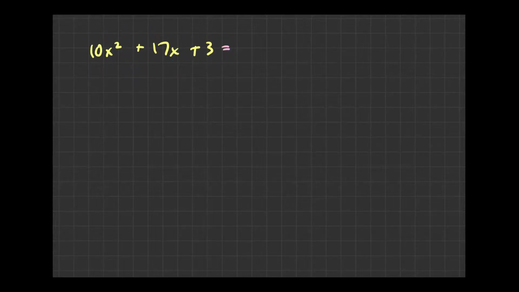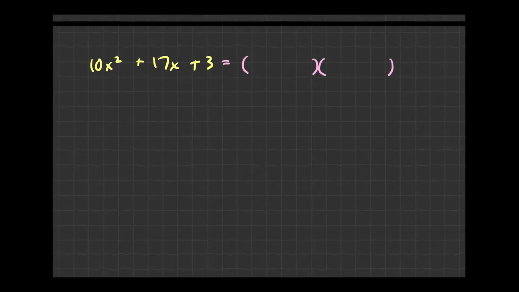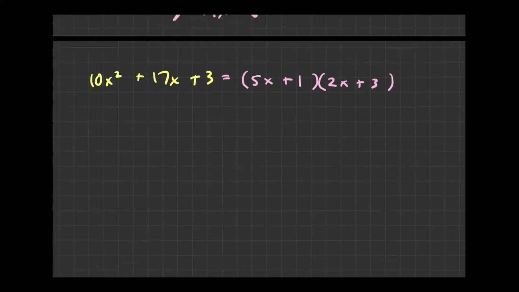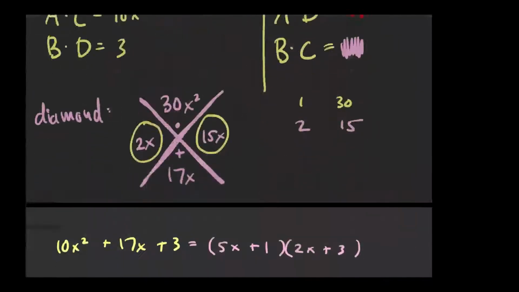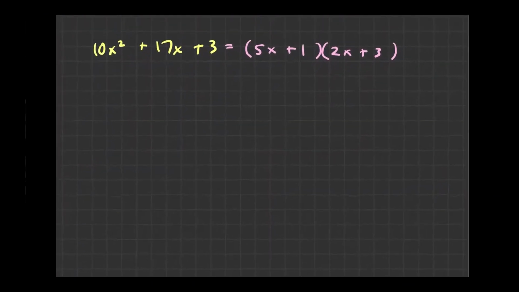Okay, so this is equal to one linear factor times another linear factor. What did we say it was? 5x plus 1 and 2x plus 3. Is that it? 5x plus 1, 2x plus 3. There it is. Okay, any way we could check our work?